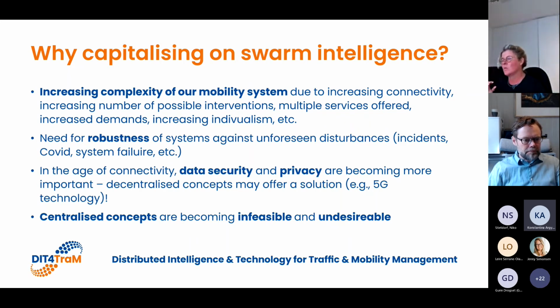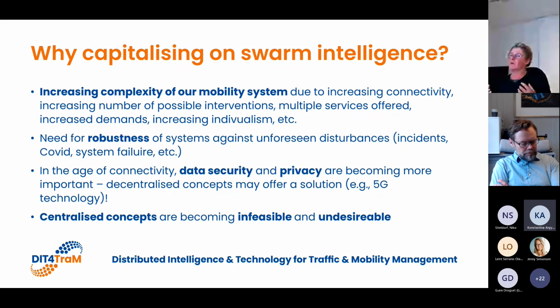At the same time, we want a system that is robust against unforeseen disturbances. In the past, we mainly looked at the larger incidents, but we have had the COVID pandemic. For example, in the southern part of the Netherlands and the adjacent areas in Belgium and Germany, last summer we had severe flooding, influencing the system. So we want a traffic and transport system that is robust against these disturbances.